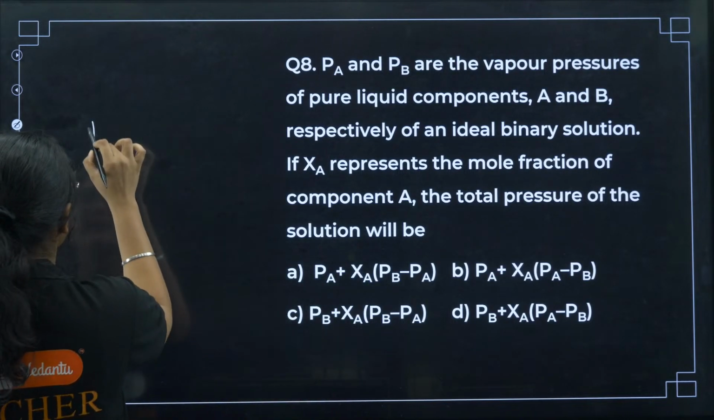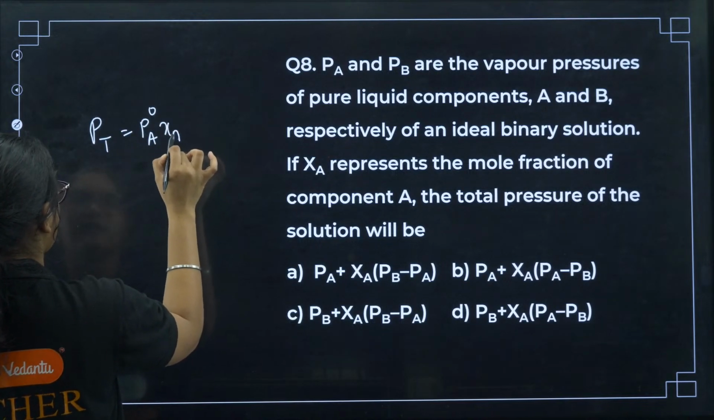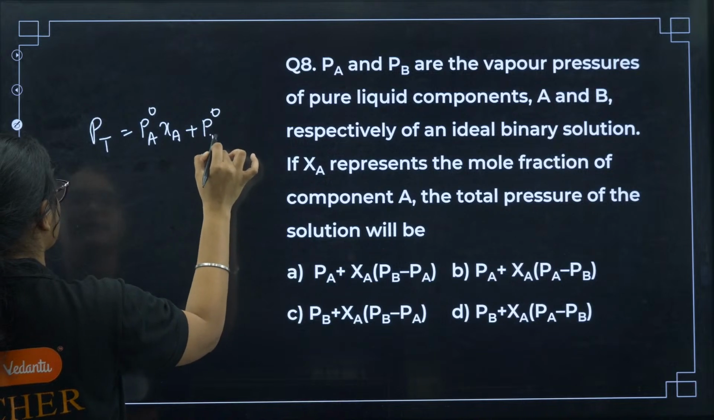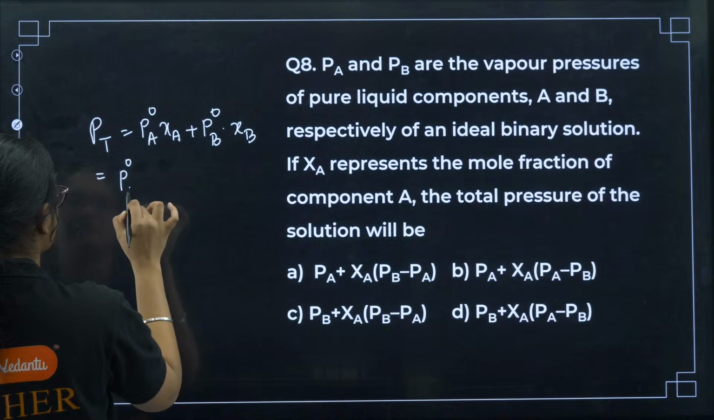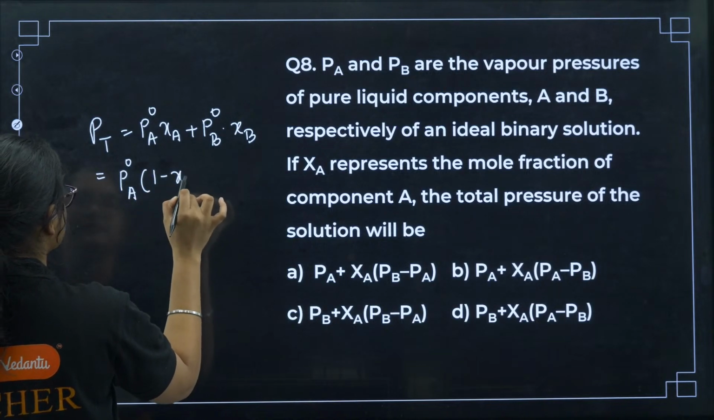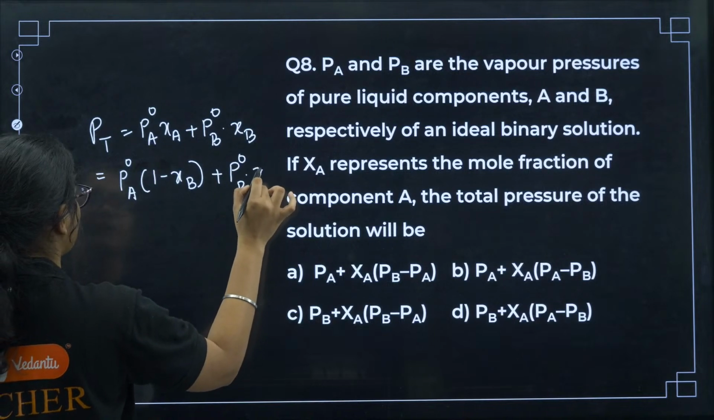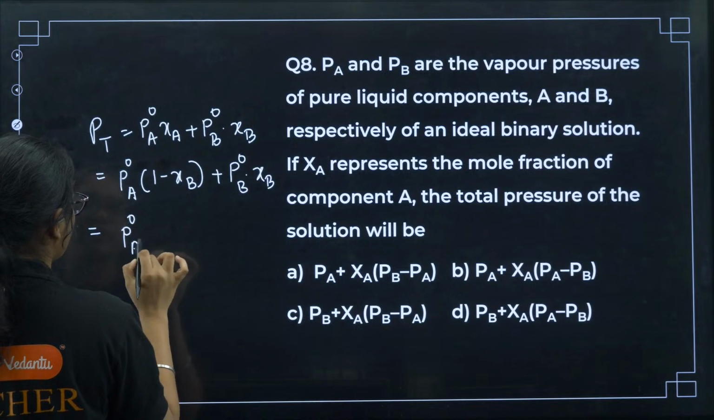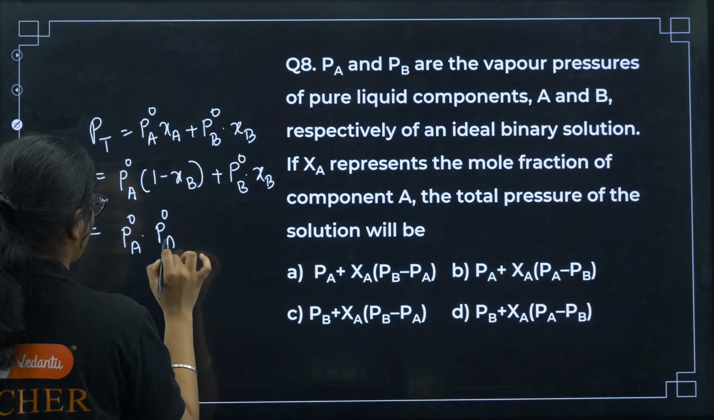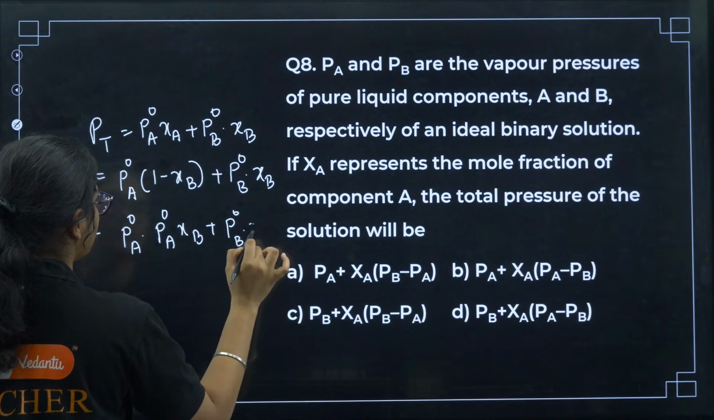We have P total is equal to P naught A XA plus P naught B XB. Okay. Now here what happens? We have P naught A (1 minus XB) plus P naught B into XB. Okay. Next what I have here? P naught A, minus P naught A XB, okay, plus P naught B into XB.